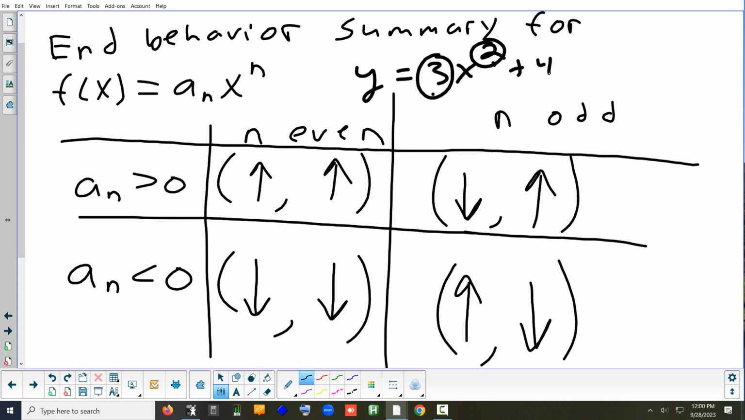You can add other stuff on here, but none of that other stuff makes a difference. The only thing that matters for end behavior is the first term, the one with the highest exponent. That's what controls everything. Any question on that?